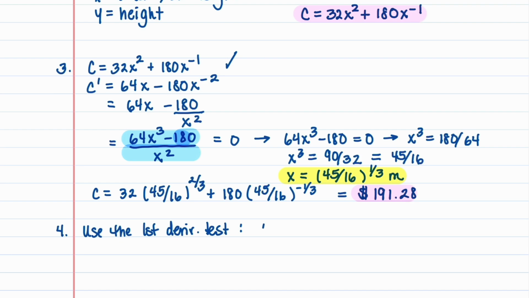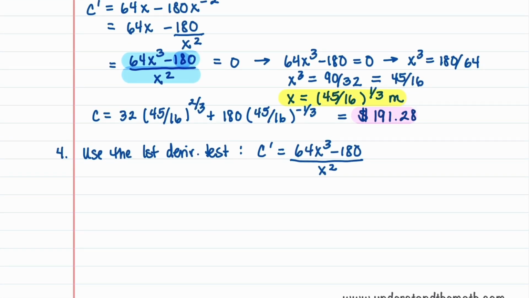And I'm just going to recopy our derivative because that's what we're going to need. We have 64x cubed minus 180, all divided by x squared. Because the denominator is positive, all we're going to be concerned about is the numerator, because we just need to find if C prime is positive or negative to the left and right of our critical number. Let's go ahead and draw a number line. We'll label this as x.